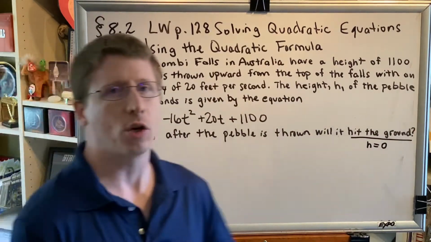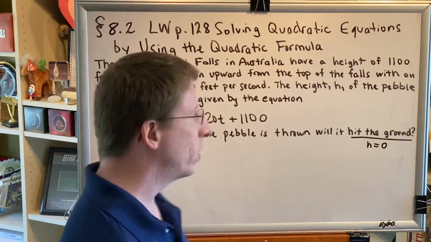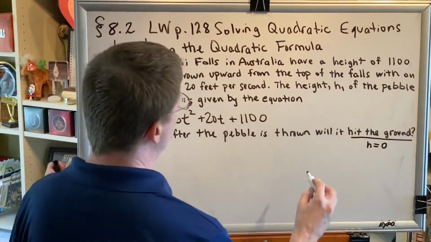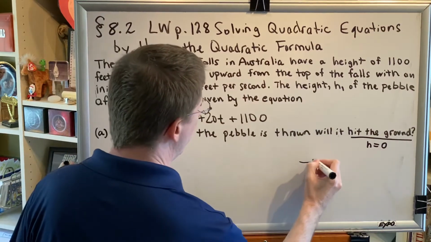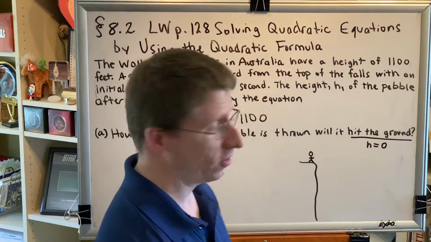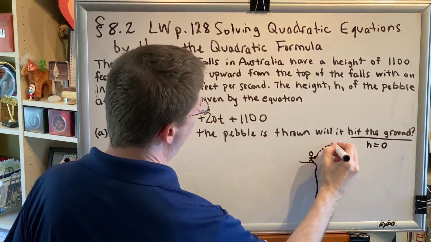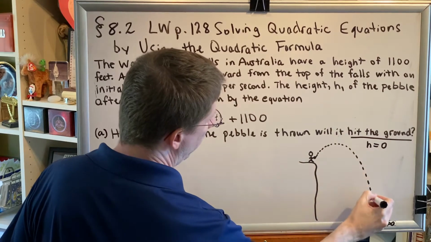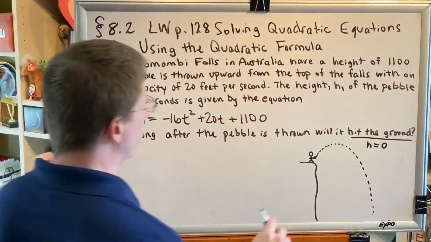The second thing I'd like to go over with you before we start the algebra of this problem is sort of a picture of what's happening here. I want you to imagine that you're in Australia and you're standing on top of the waterfall. So here's you. I'm not an artist. And you take a pebble and you throw it up into the air and it splashes down into the water at the bottom of the falls.